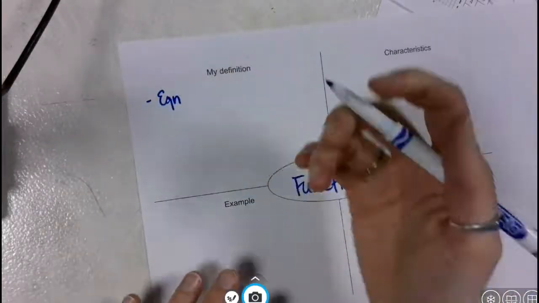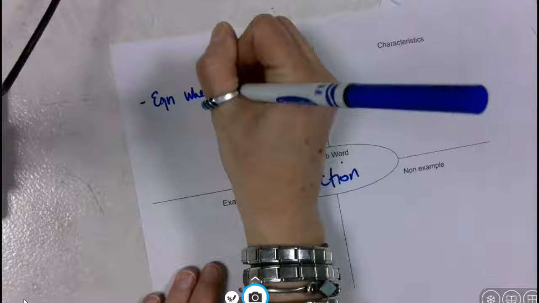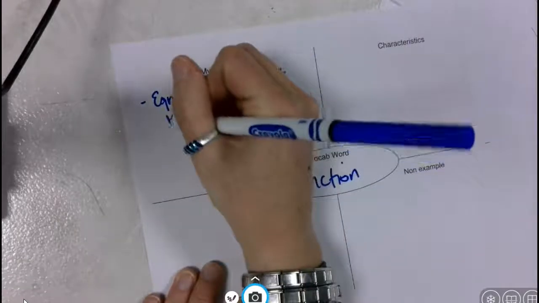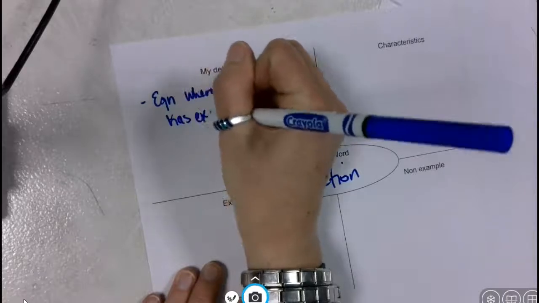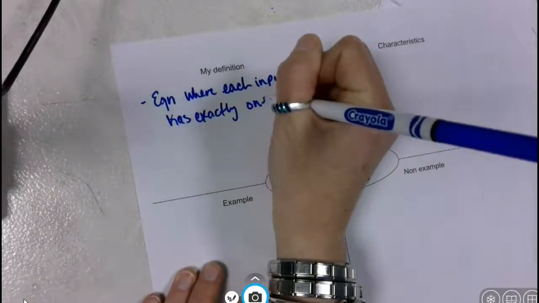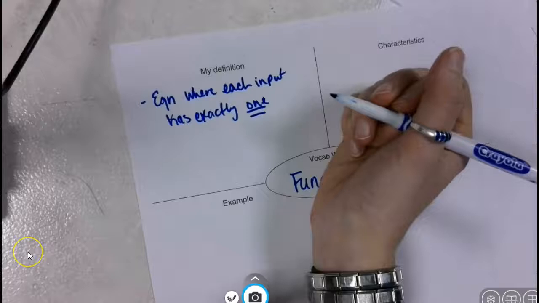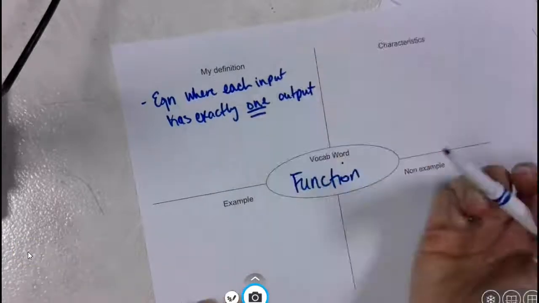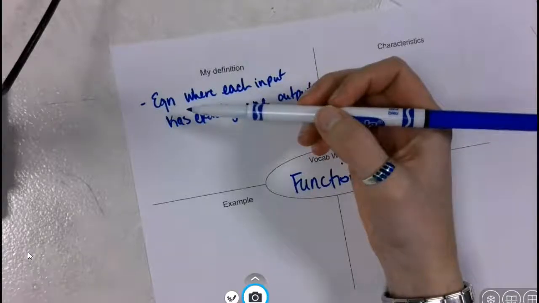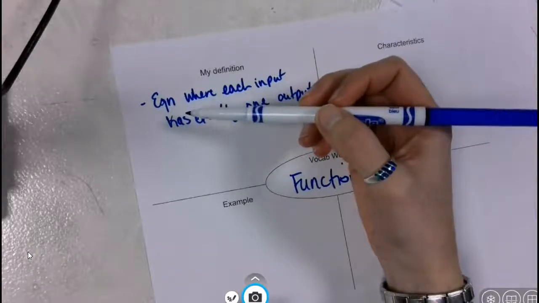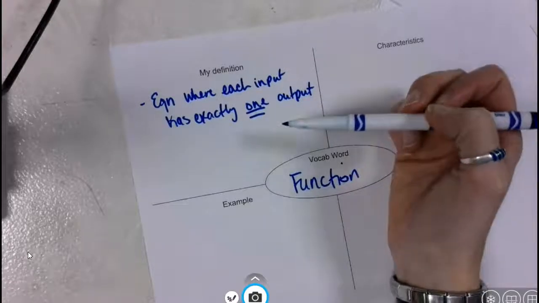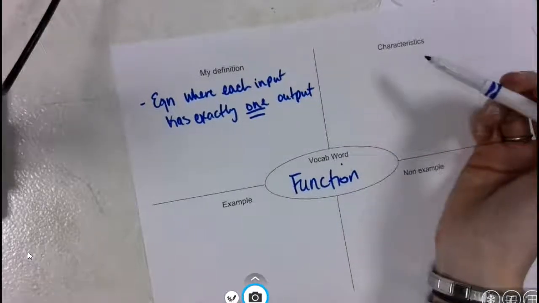So our real definition of a function is going to be an equation, and I like to abbreviate my notes as well, where each input has exactly one, and I'm going to underline because that's the important part of a function, output. Okay? So I have my equation where each input, when I put in a number or a value, I have exactly one output. So what does this kind of look like?